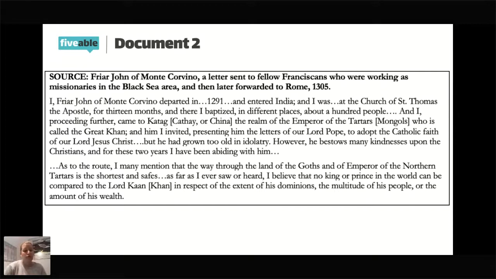But he had grown too old in idolatry. However, he bestows many kindnesses upon the Christians, and for these 2 years I have been abiding with him. As to the route, I may mention that the way through the land of the Goths and of the emperor of the northern Tartars is the shortest and safest. As far as I ever saw or heard, I believe that no king or prince in the world can be compared to the Lord Khan in respect of the extent of his dominions, the multitude of his people, or the amount of his wealth." So which of those 4 is most obvious?